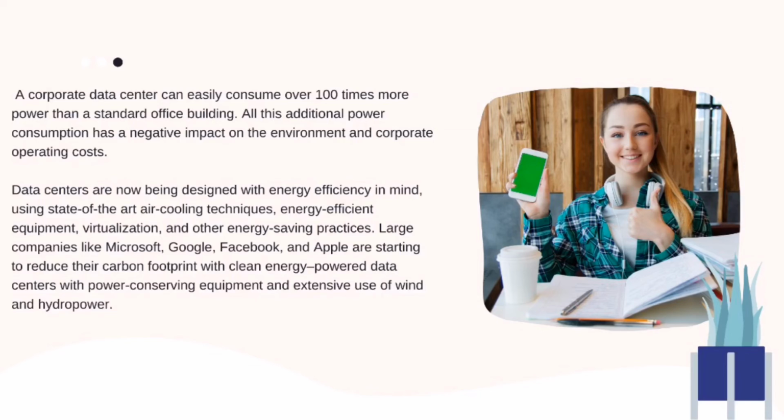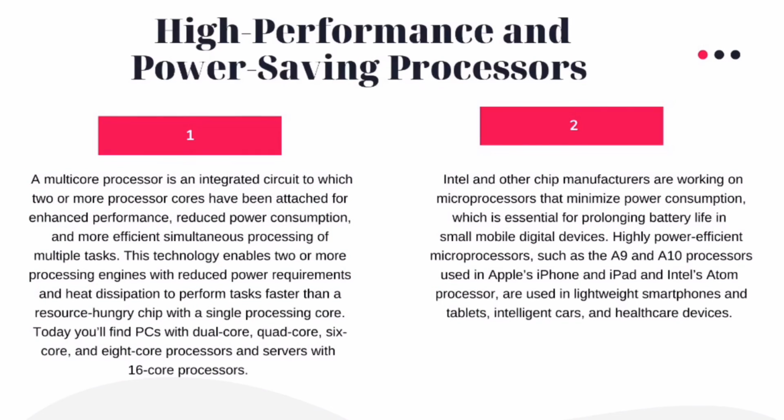Using state-of-the-art air cooling techniques, energy-efficient equipment, virtualization and other energy-saving practices, large companies like Microsoft, Google, Facebook and Apple are starting to reduce their carbon footprint with clean-energy-powered data centers with power-conserving equipment and extensive use of wind and hydropower. High performance and power saving processors.